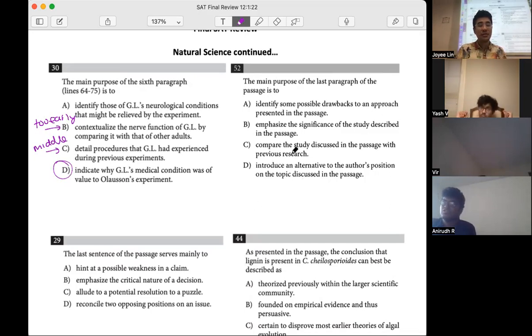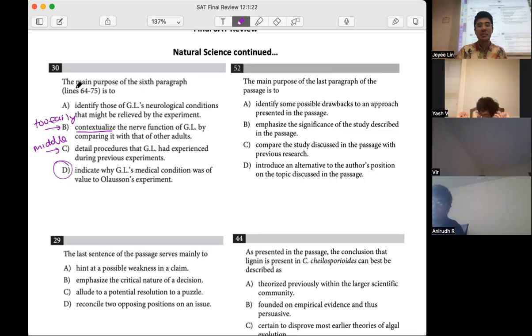Okay, for this, by too early, do you mean earlier in the passage? Yeah, contextualize, right? When we contextualize something, we contextualize early in the essay. Yeah, line 64 through 75 is towards the end. So paying attention to where you are in the story.